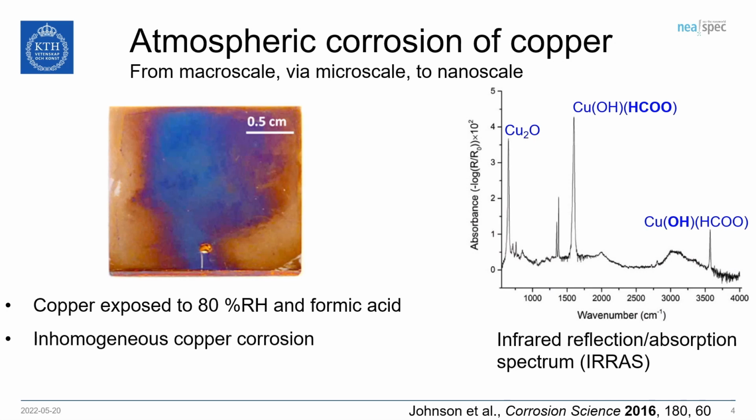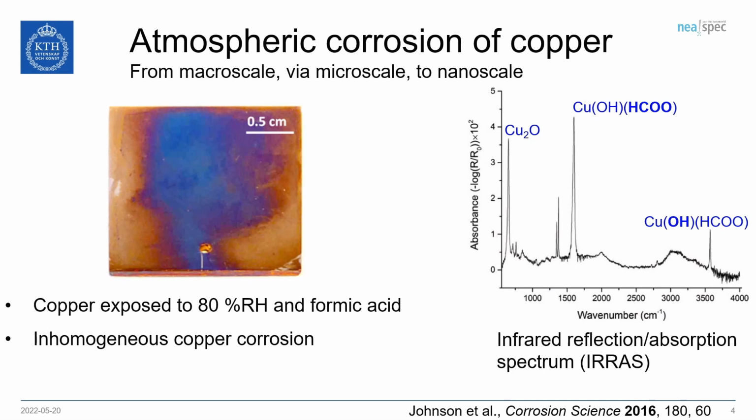Of course, it's also nice to do experiments in the real world, like in an office or in a museum, for example, or in a lab. The problem is that there are hundreds, thousands of different types of gases there, so you don't really have control over what's going on. That's why we have performed a number of our studies in a model atmosphere, just using relative humidity and formic acid to simulate a simple indoor environment. So this piece of copper was exposed to this.